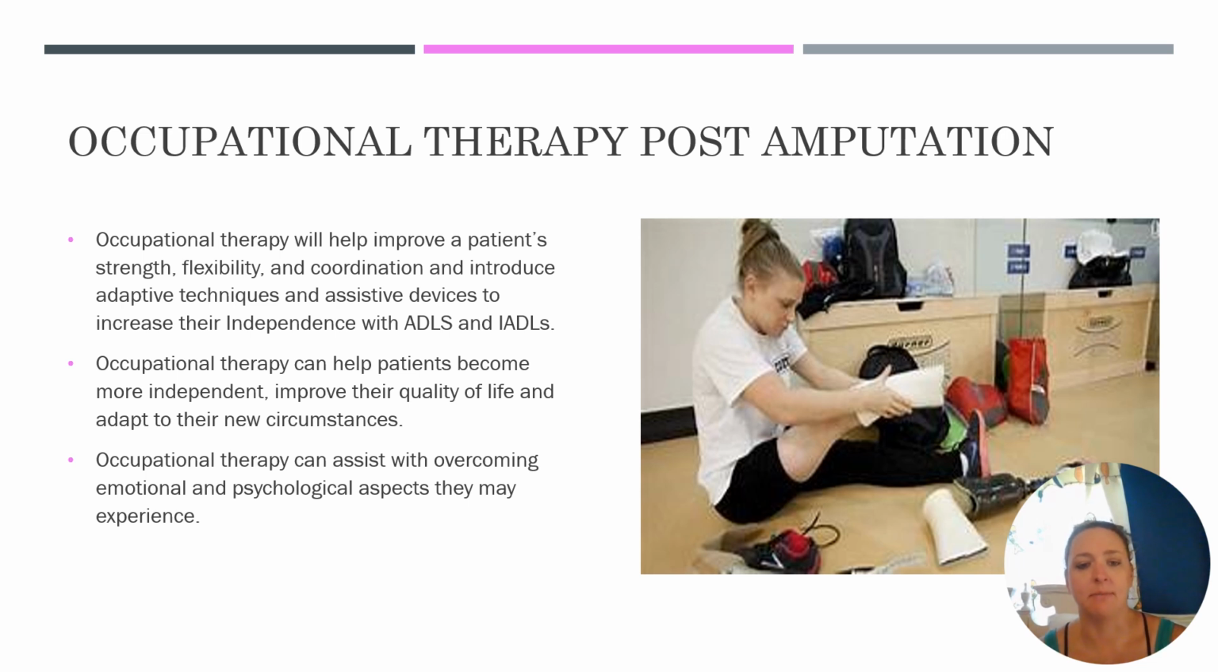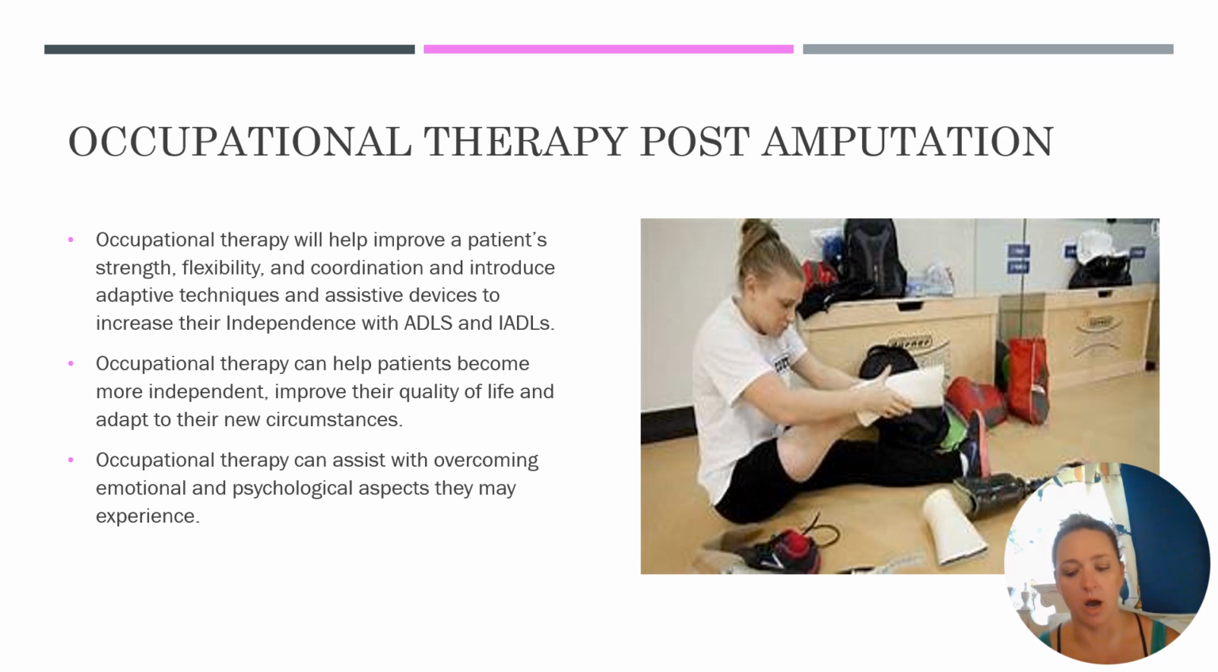and introduce adaptive equipment and techniques to assist in independence and becoming more comfortable with their new stump or residual limb, and working on safety with those things. Occupational therapy can help patients become more independent, improve their quality of life, and adapt to their new circumstances. Occupational therapy can assist with overcoming emotional and psychological aspects that they may experience.